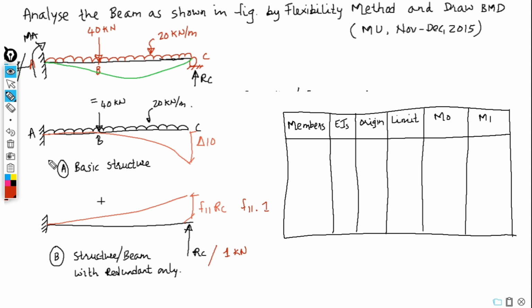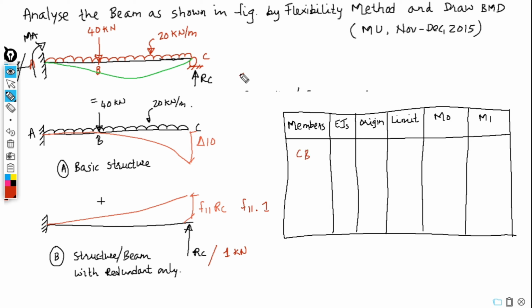So here you see we only have one member AC because there is no intermediate support. But since there is a point load, to consider the point load we have to bifurcate the member into AB and BC. If there was no point load, then we would have considered only one member. Due to the virtue of the point load, we have to bifurcate the member AC into AB and BC. So first I will take member CB.